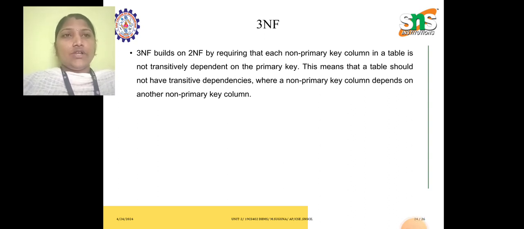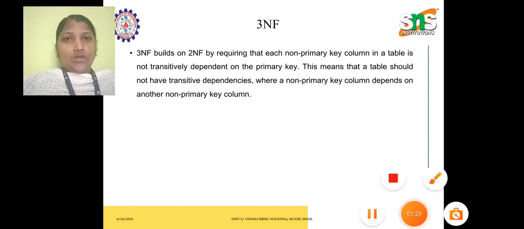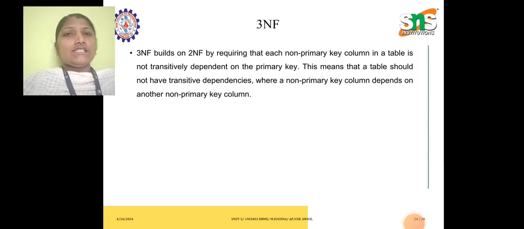So in this video we are going to see what is third normal form. Obviously the third normal form builds on second normal form. That means when we say a table is in third normal form, the table should already be in 2NF, and already in 2NF means the table should already be in first NF. That means there should not be any non-atomic values or repetition of data for a given attribute in a column, and next there should not be any partial dependency. So this is how the table is in second normal form.